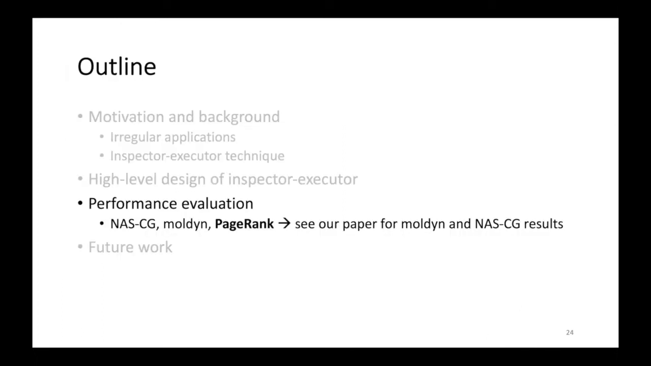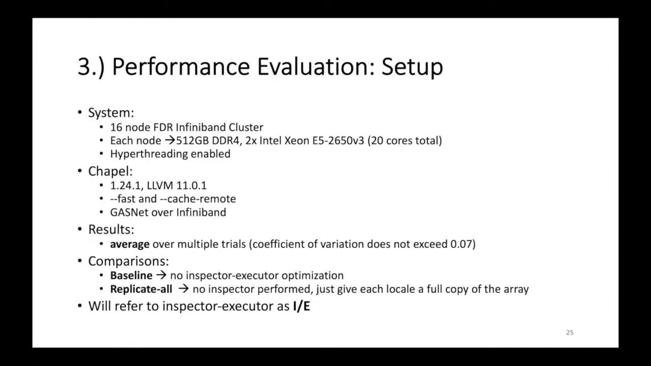So moving right along, here's our performance evaluation. In our paper, we looked at 3 different applications, but for the sake of time for this talk, we'll just be looking at the PageRank kernel. For our system, we have a 16-node InfiniBand cluster. Each node has half a terabyte of RAM and 20 cores. We use Chapel version 1.24.1, which has the latest InfiniBand optimizations that were discussed earlier today. That's important since we're using GASNet over InfiniBand.